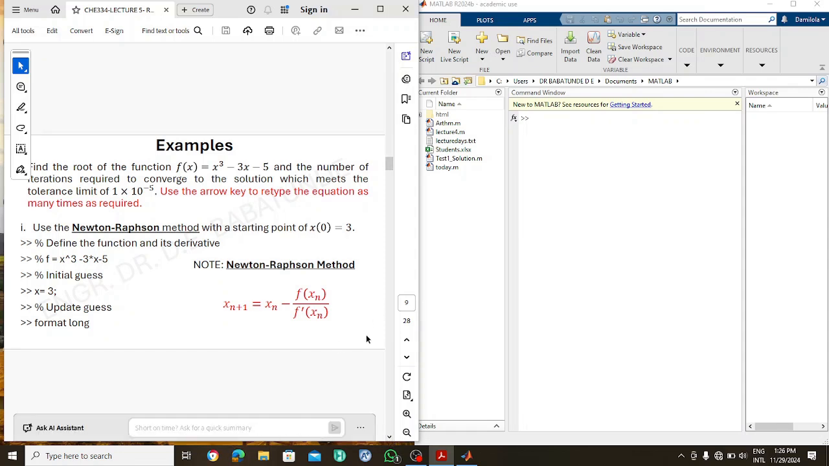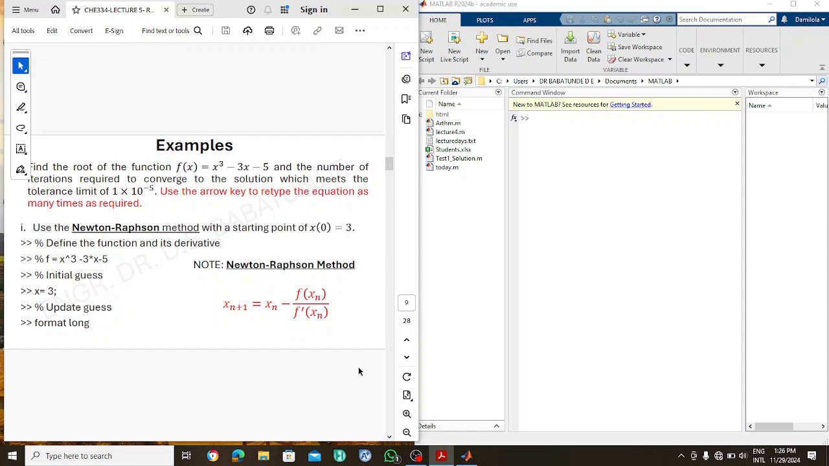We are asked to find the number of iterations that we need to have a solution. How do you know that you have found a solution? They have provided a tolerance limit. Once the difference between the previous value of x and the current value of x is not greater than the tolerance limit, then you say it has converged to a solution.